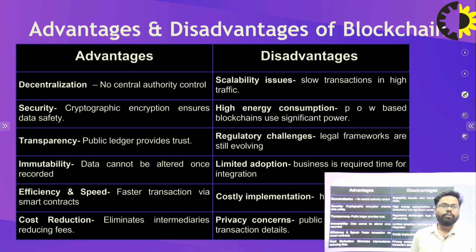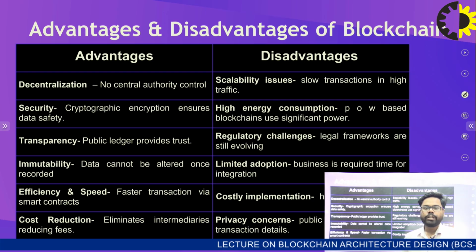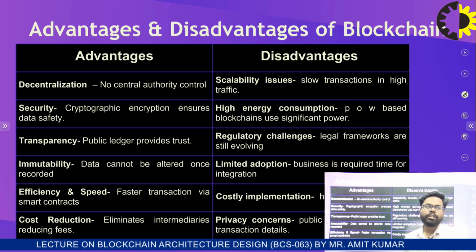So what are the advantages and disadvantages of the blockchain? First, the advantage is decentralization, that is, no central authority controls the blockchain. It means you can transfer data from one node to another node in an easy manner. So this is the main advantage of the blockchain.